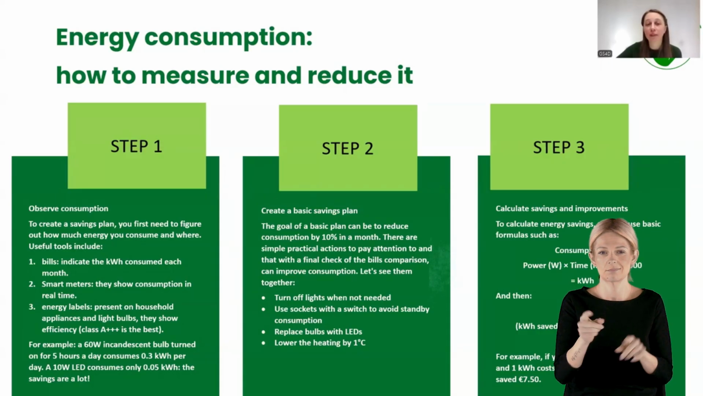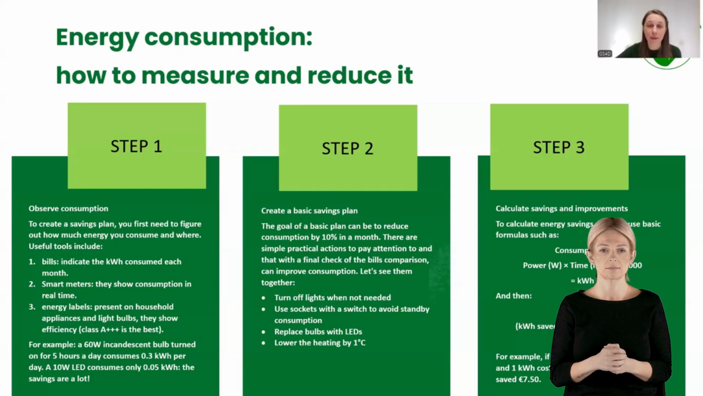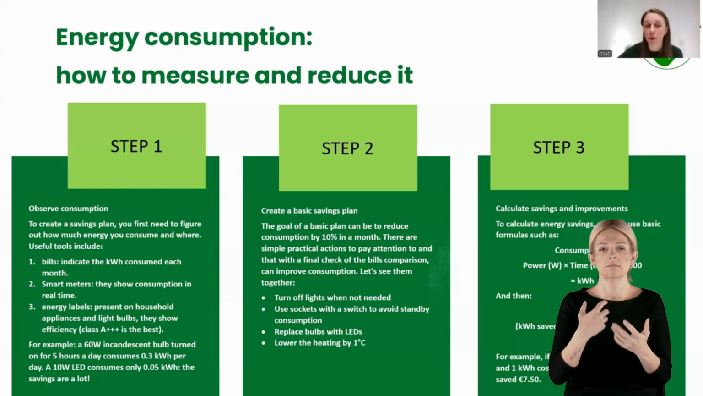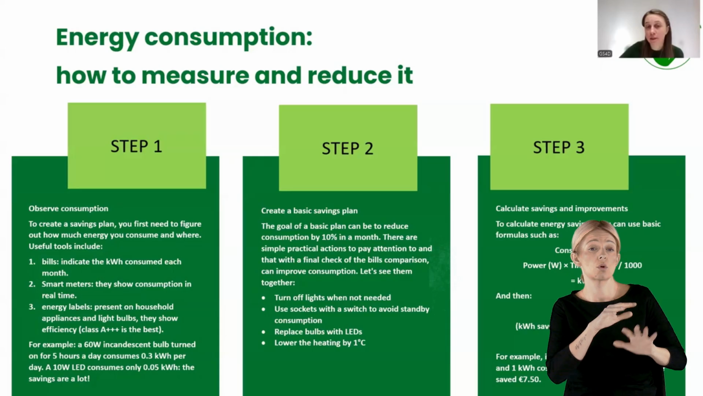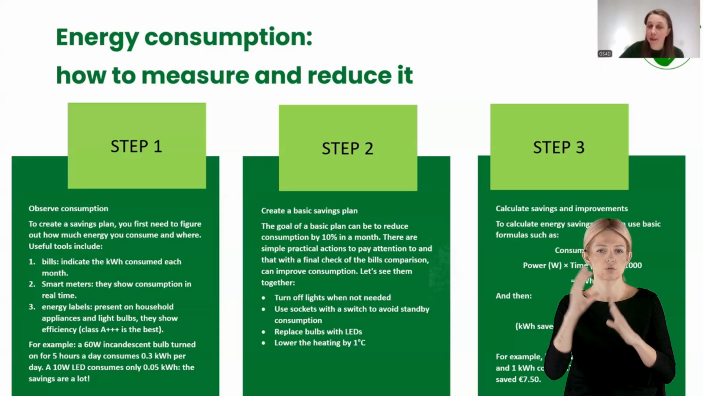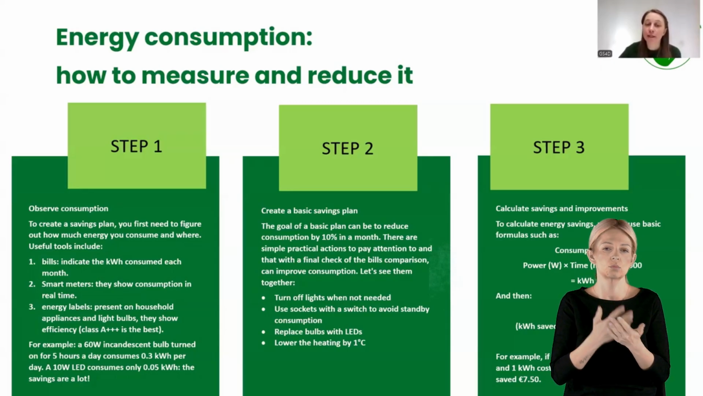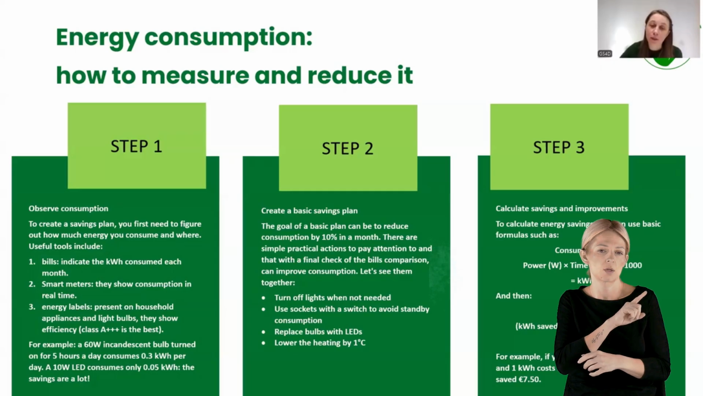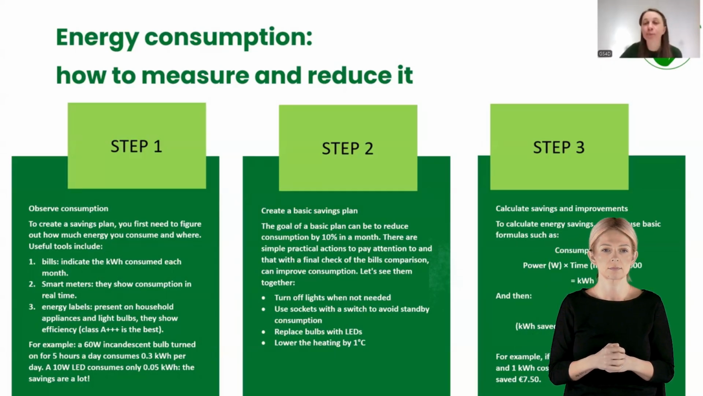Then second step is create a basic savings plan. It means to have a goal. So for example, if we want to reduce the use of energy by 10%, we can put into practice practical actions. For example, pay attention to turn off lights when it's not needed, or replace old bulbs with new ones of a good energy class.